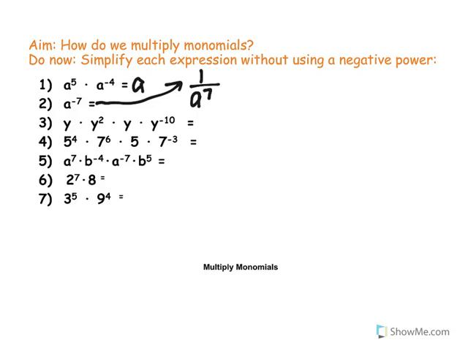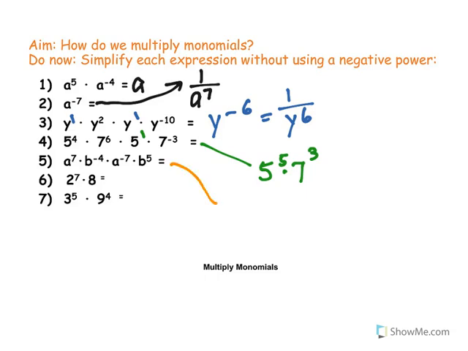For number 3, I have a whole bunch of powers of y. So I'm going to write in the ones where I don't see a power. And then I'm going to add. So 1 plus 2 plus 1 is 4, plus -10 is -6. And y to the -6th is 1 divided by y to the 6th. For number 4, I've got 5 to the 4th times 5 to the 1st is 5 to the 5th. 7 to the 6th times 7 to the -3rd is 7 to the 3rd.